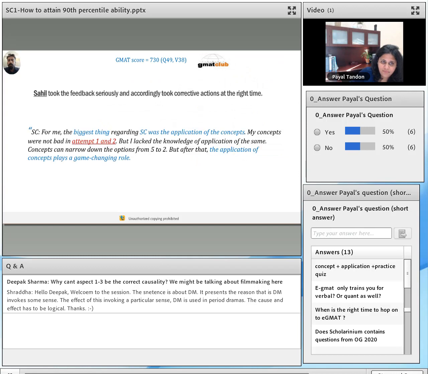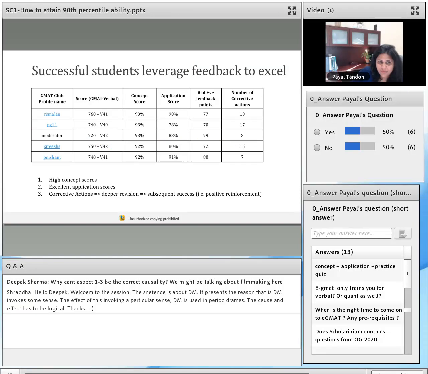So the time over there captures the attempt time of the quiz, but you dig a bit deeper and you'll see that there was further analysis done by Sahil to make sure that he learns everything from these questions. So again, he took feedback seriously, and in his own words, in the first two attempts, he lacked the knowledge of application of concepts. Concepts can narrow down options from 5 to 2, but beyond that, it's the application of concept that plays a game-changing role. And again, successful students leverage feedback to excel. And we've written an article, we reviewed about 400 students, 200 of people who were successful, 200 who were not successful.